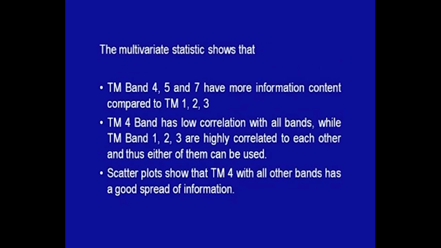The multivariate statistics show that TM band 4, 5 and 7 have more information content compared to TM band 1, 2 and 3. TM band 4 has low correlation with all bands, while TM band 1, 2 and 3 are highly correlated to each other, and thus either of them can be used. Scatter plots show that TM band 4 with all other bands has a good spread of information.